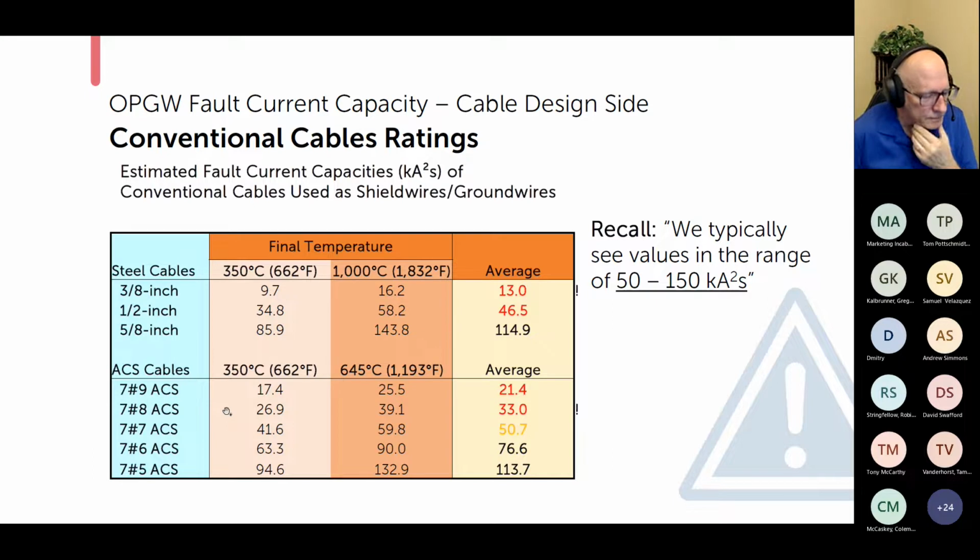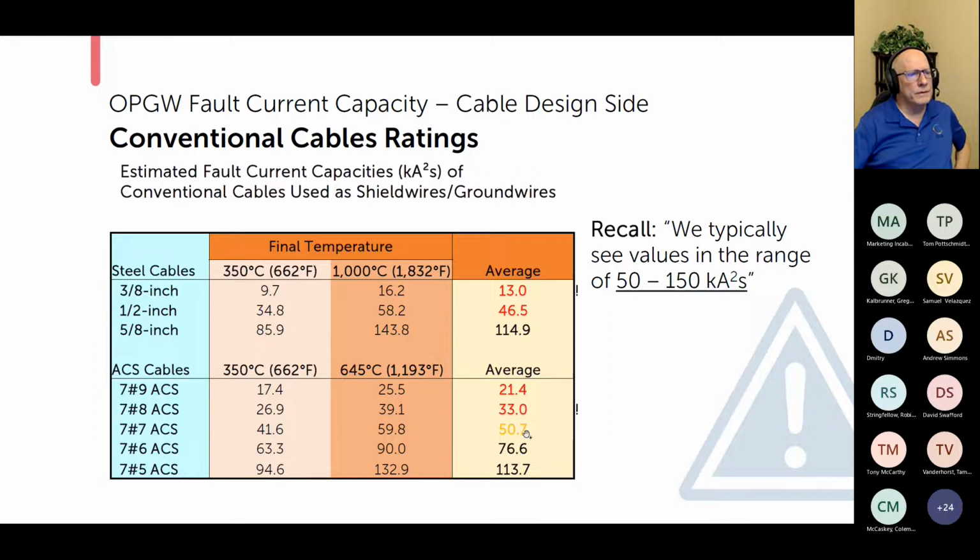excuse me, 27. Now, for 7 number 8, you wouldn't want to carry it to 1000 degrees C. Why? The steel would be okay, but the aluminum cladding could be adversely affected. So I think 645 is probably about the highest you might want to go, and even then, that's not considering any issues you might have with hardware. So 25.5, so an average of 21. Wow. Oh, excuse me, I should have been looking at 7 number 8. 33. Still below our typical range.